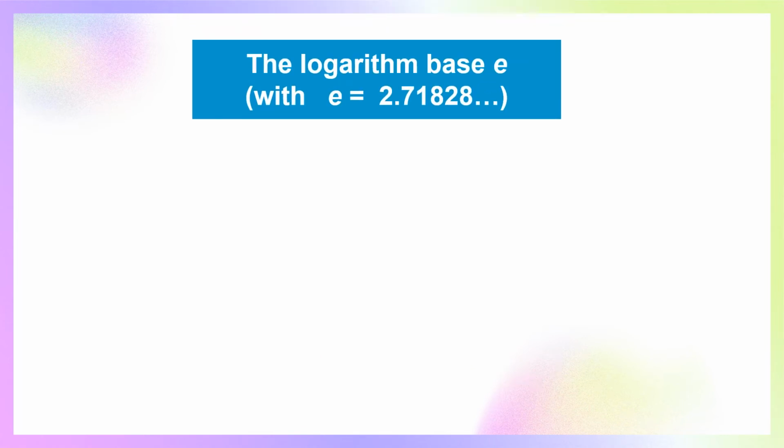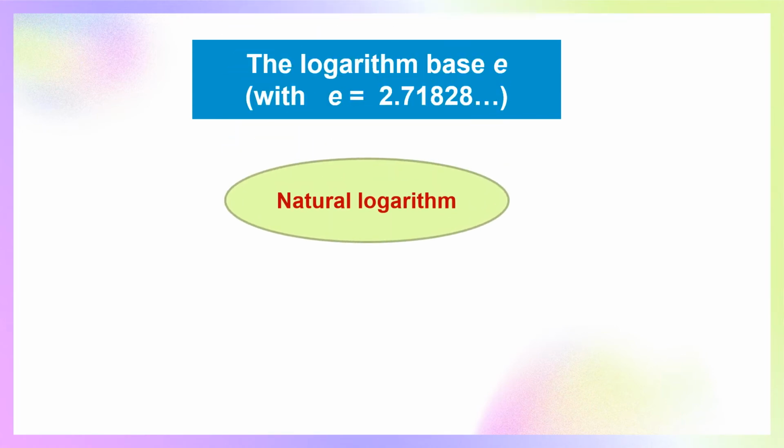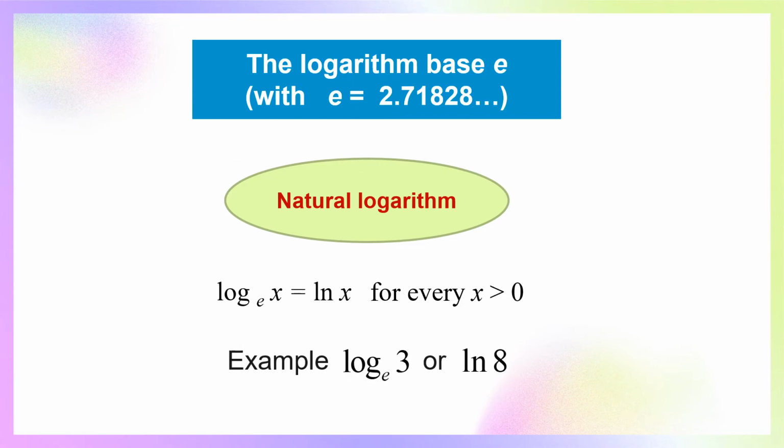The logarithm base e, with e equal to 2.71828..., is called the natural logarithm, written simply as log base e of x equal to ln x for every x more than 0. For example, log 3 to the base of e or ln e.